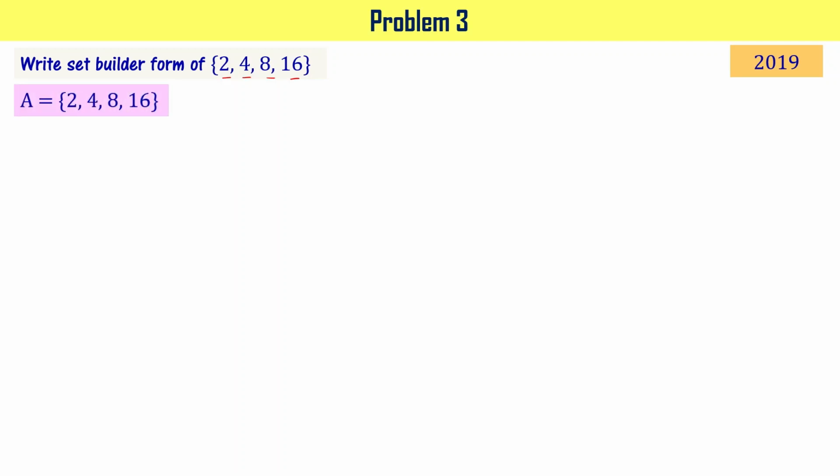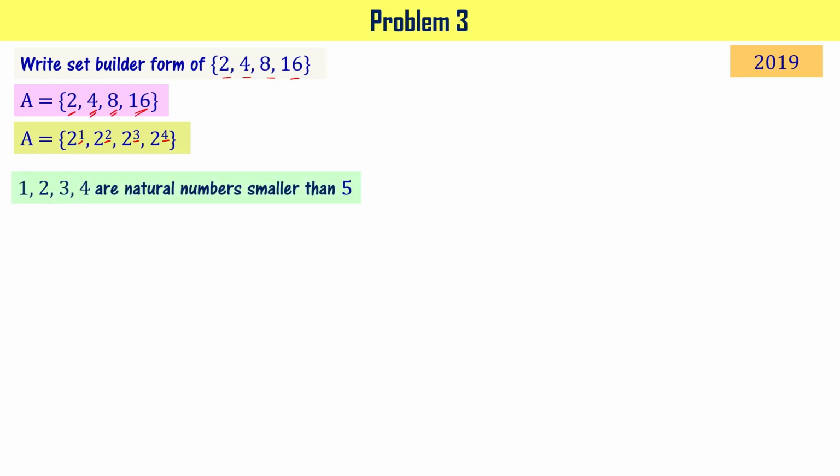I am calling this set also as set A. It contains elements 2, 4, 8 and 16. When I look at this, I can write this as 2 power 1 that is equal to 2, 2 power 2 that is equal to 4, 2 cube is 8, 2 power 4 is 16, right? It means A is the set containing elements 2 power 1, 2 power 2, 2 power 3, 2 power 4, right? Now if you observe these powers 1, 2, 3 and 4, these are natural numbers, right?